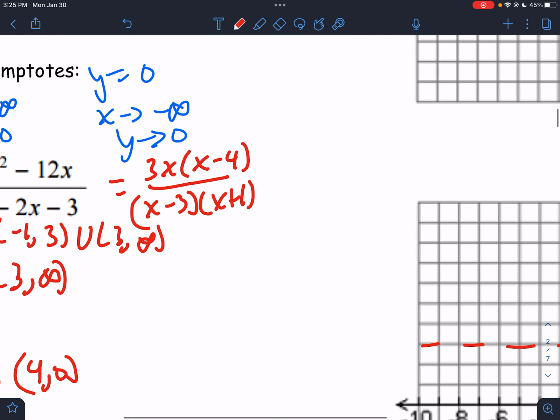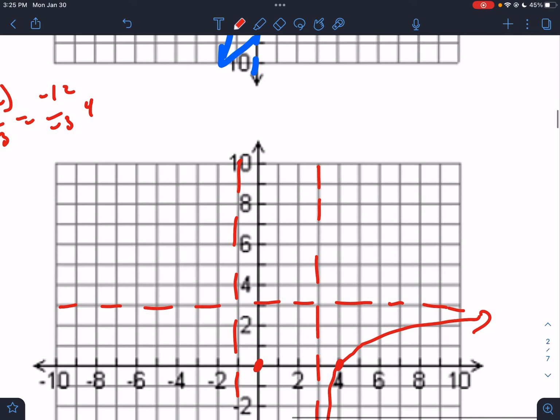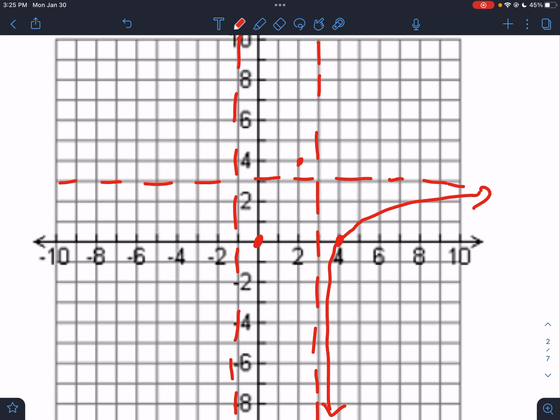What happens when I plug in 2? That would be 6 times negative 2. That would be negative 1 times 3. That would be negative 12 over negative 3. That'd be 4. Yeah, so at 2, I have to hit 4.